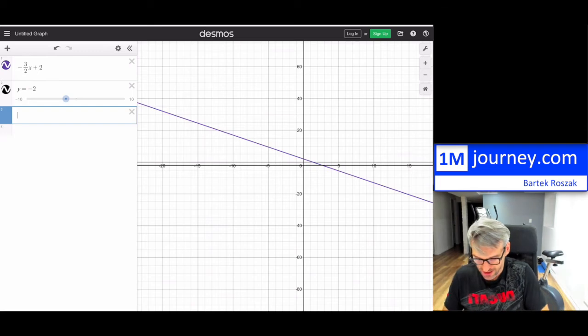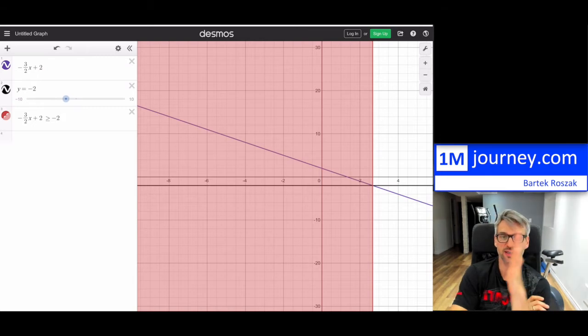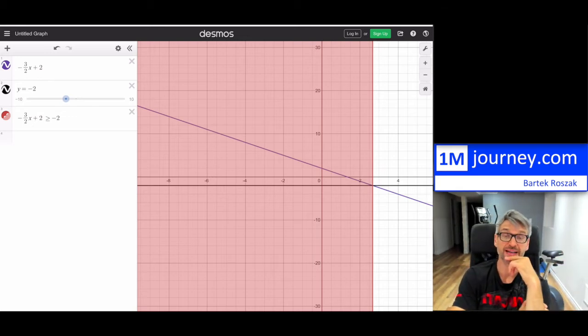And you can plot this out: negative 3 over 2 x plus 2 is greater than or equal to negative 2. And notice that's the red that you see there. All right. So it means that to the left-hand side of that 8/3 is where our line, negative 3/2 x plus 2, is actually bigger than the flat line of negative 2. That's the actual meaning if you wanted to think of it that way.